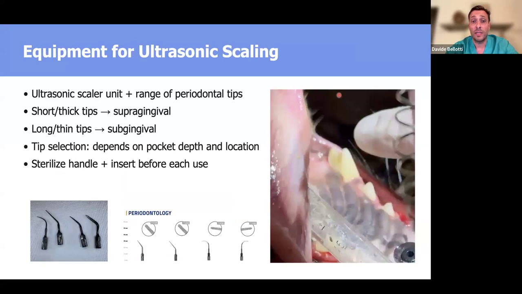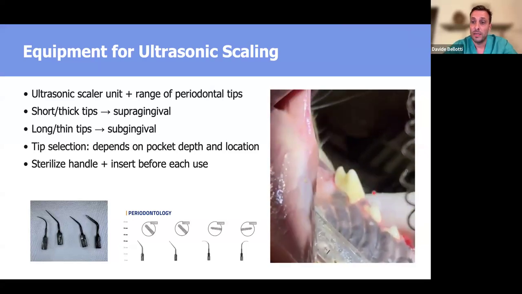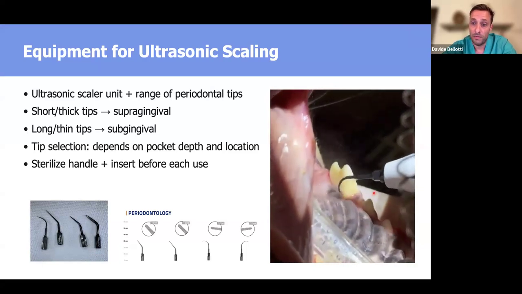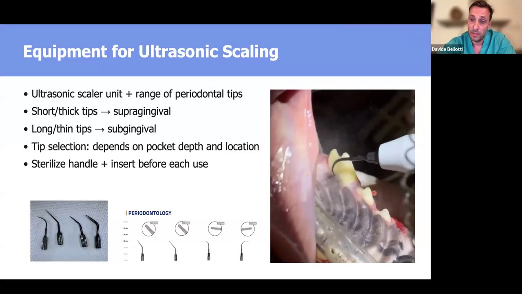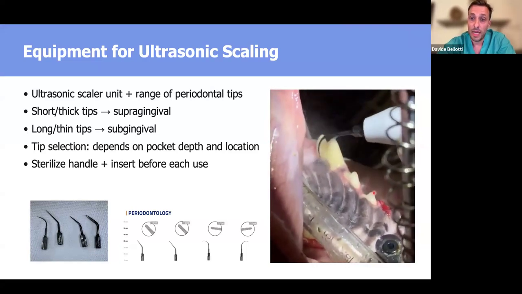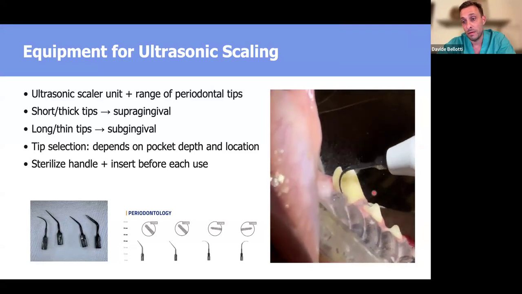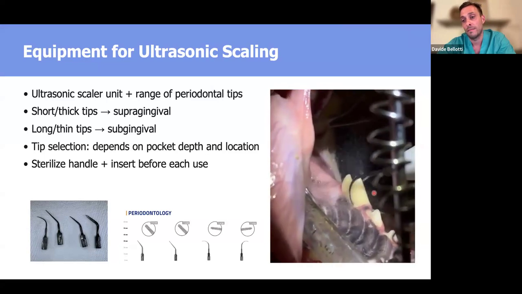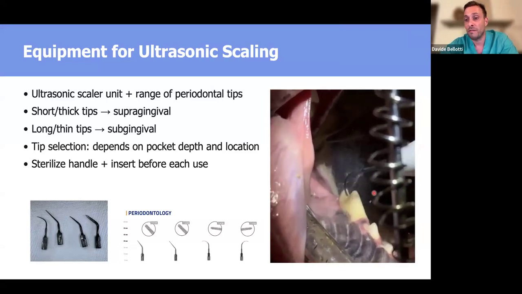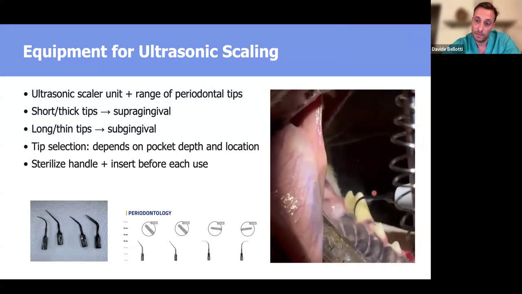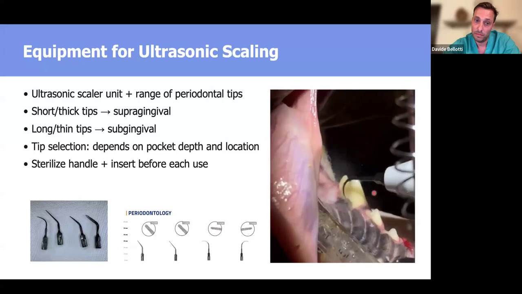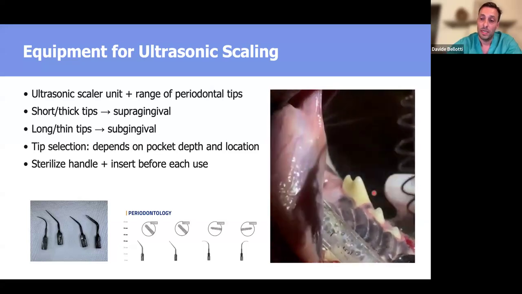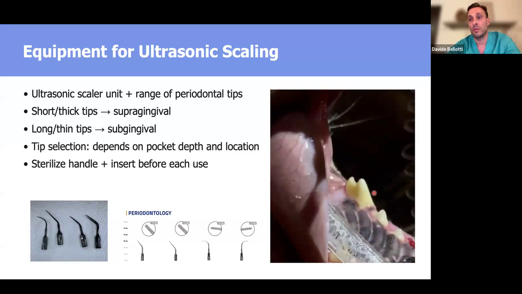An ultrasonic scaler unit and a range of periodontal tips are essential. We can see in this video there's a furcation tip that allows us to clean the area. That's a PM4 maxillary in a medium-sized dog with a 4 or 5 millimeter pocket. It's nice to have many tips to choose from.